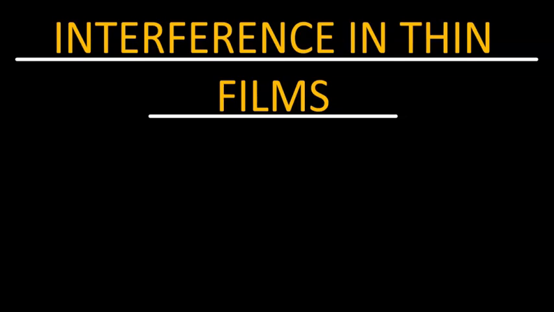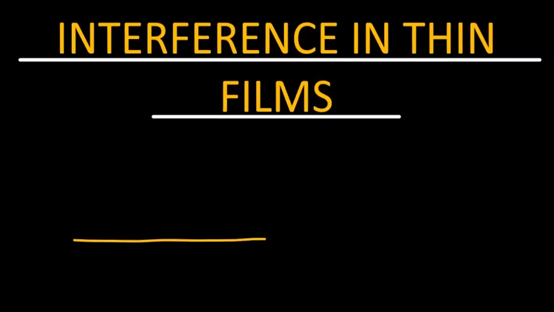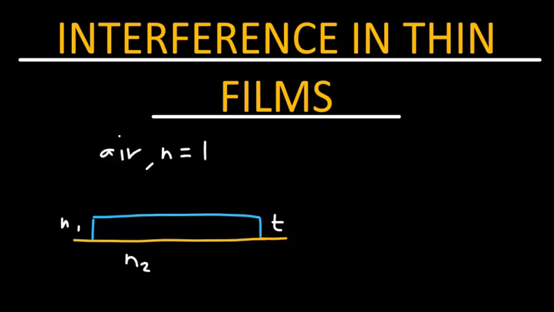In this video, we shall look at the phenomena of interference in thin films. Let's assume that we have the following thin film. We exaggerate the scale, of course. The thickness of that thin film is T. Let's assume the index of refraction of this thin film is N1. The index of refraction of the medium on which it is resting is N2. And this is quite simply air, with index of refraction equals to 1.